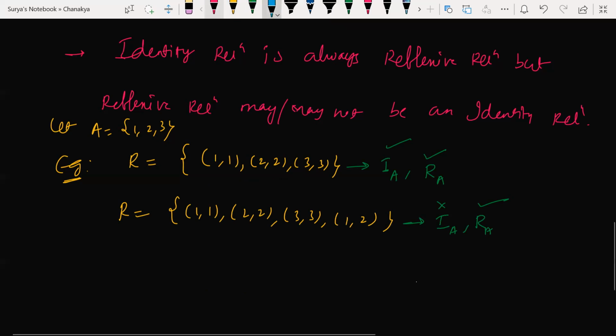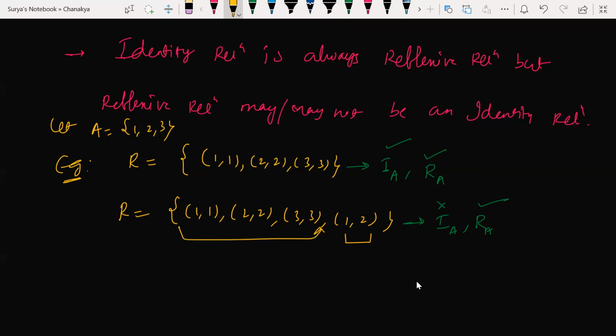You say where is that? This identity, beta. Because identity relation is always reflexive. Why? Tell me why. Because for reflexive, the mandatory condition is what? That must be an identity first of all. Others may be there, may not be there. Now look at this here. This is a mandatory case.